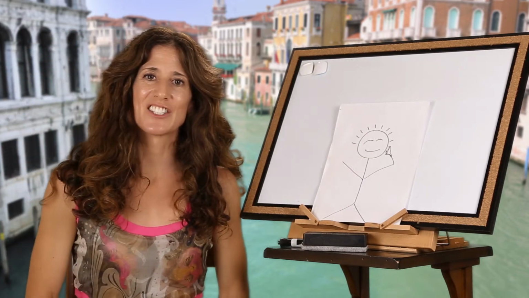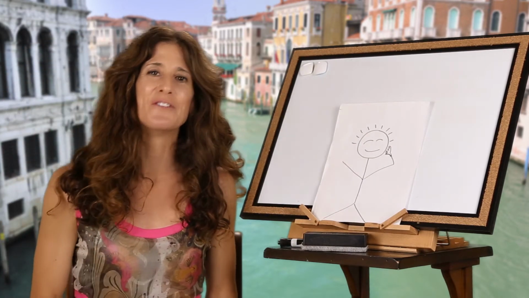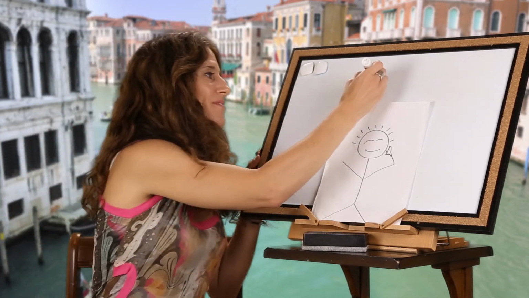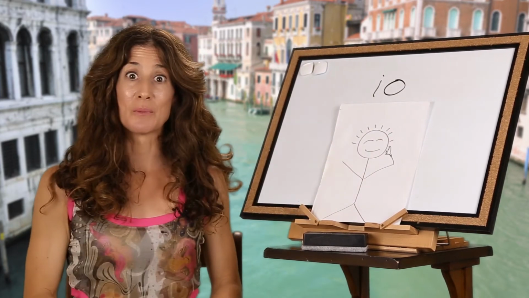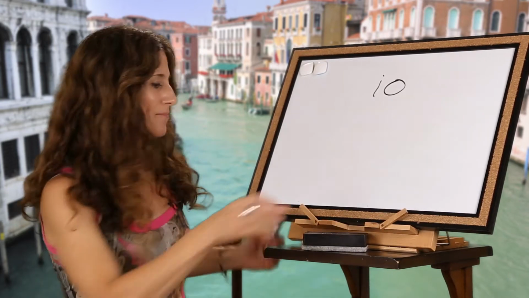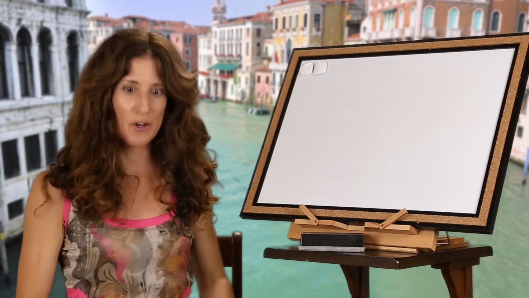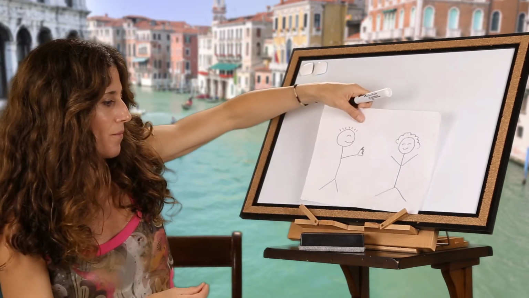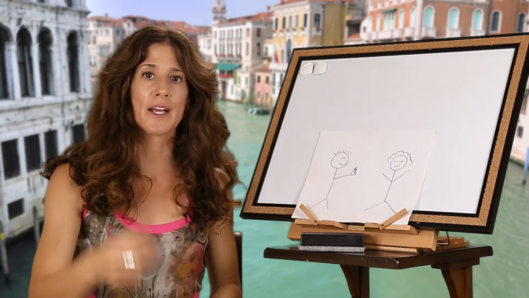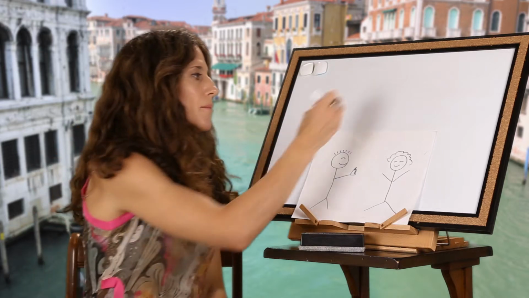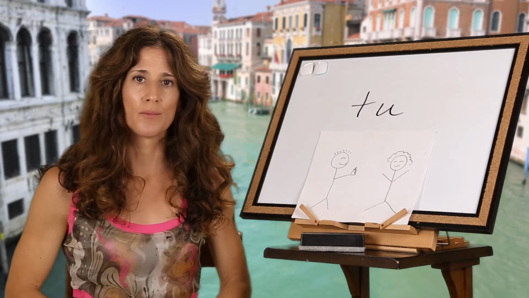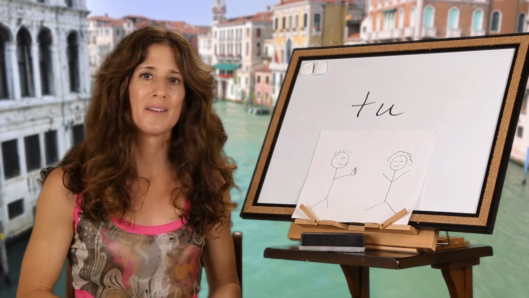These are my drawings. Yes, beautiful stick drawings. First one, pointing to yourself, is io. Io. Bene. Il prossimo, the next one. Pointing to one person, so you're talking to one person in an informal way. Tu. Tu. Ripetete. Go ahead and repeat. Tu. Bene. Good.